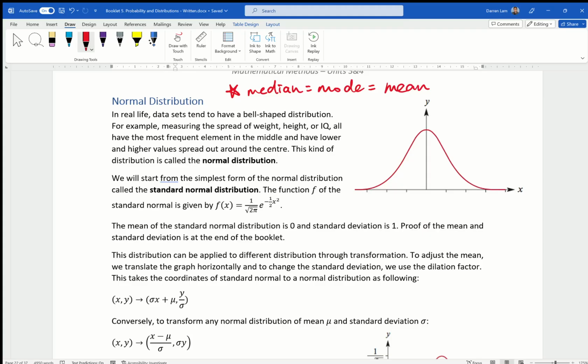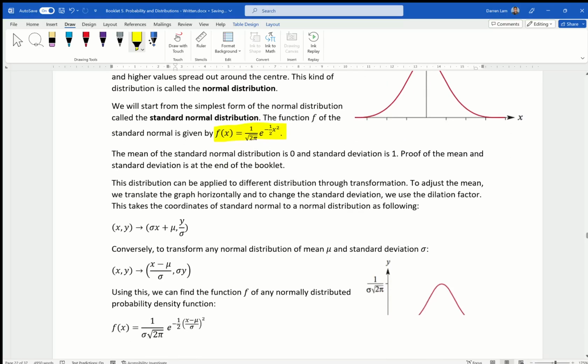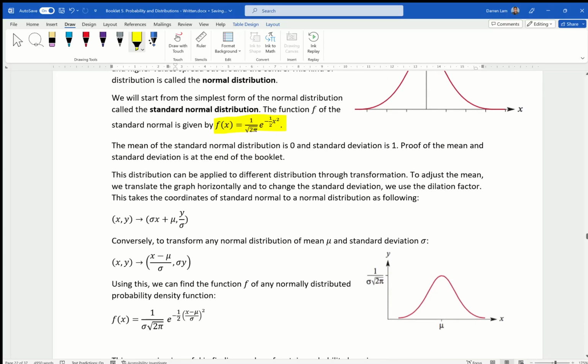This kind of distribution is called a normal distribution, and we'll start from the simple form called the standard normal distribution. Can I get you to highlight or underline the following? The standard normal is given by f of x equals 1 over square root of 2 pi times e to the power of negative half x squared. It's a lot to take in. You don't really need to know that. All you do need to know is that this is the formula for when we're just working with a continuous distribution. That's just our normal.